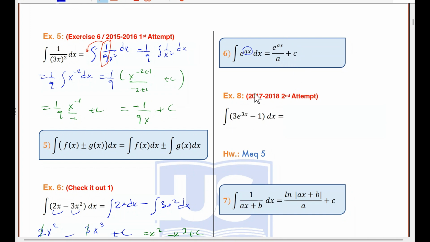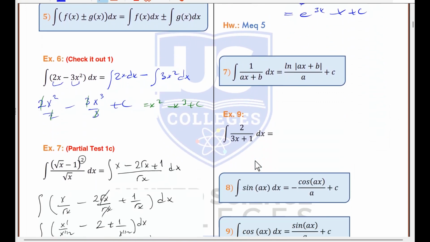So now let's take a look at this example question. 3a to the power of 3x divided by the derivative of the exponent, which is 3, minus the integral of 1 is just x. The 3's cancel each other. A to the 3x minus x, of course, plus c will give you the integral. There is one more question about this.